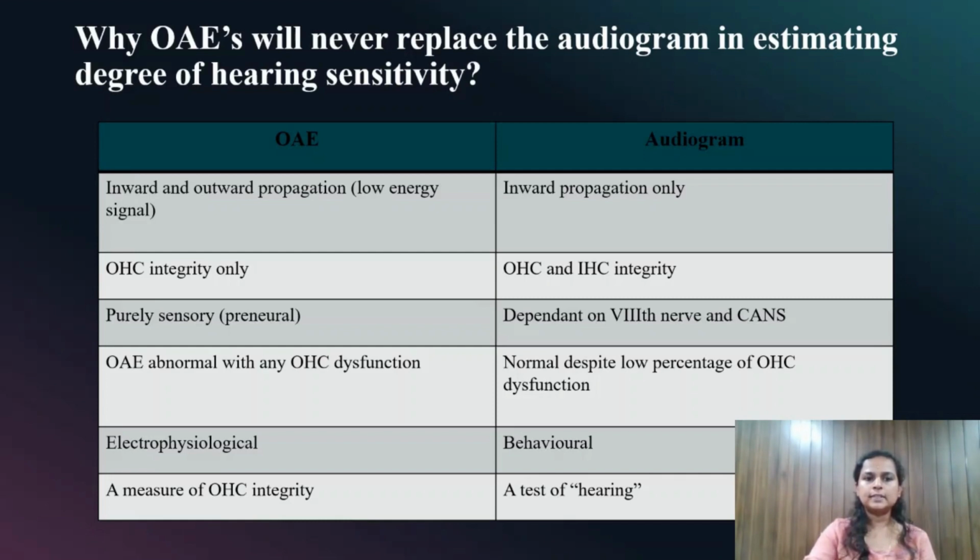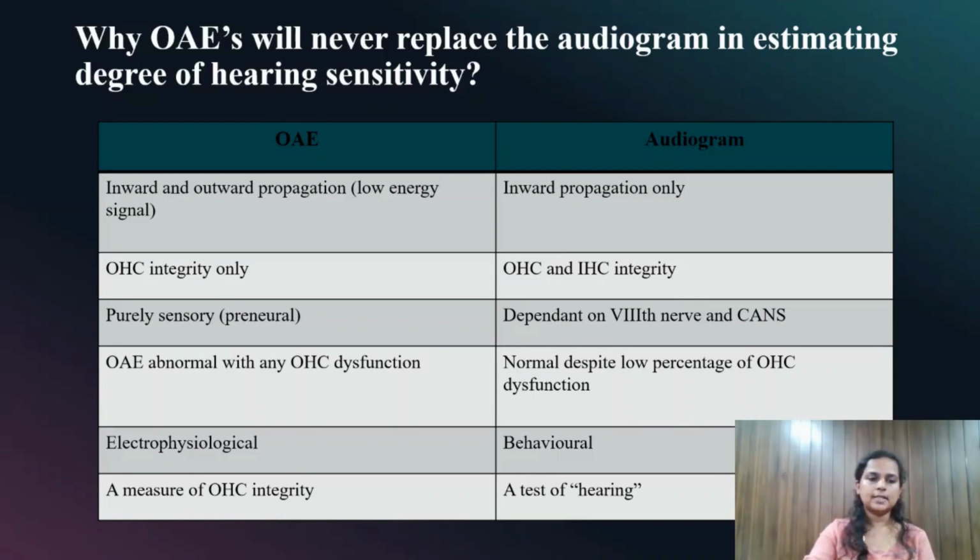Why OAEs will never replace the audiogram in estimating degree of hearing sensitivity. OAE is inward and outward propagation of a low energy signal. Where the signal enters, it echoes back. In the audiogram, it is inward propagation only. Where the signal enters, it is absorbed. OAE sees outer hair cell integrity, whereas the audiogram sees both outer hair cell and inner hair cell integrity.